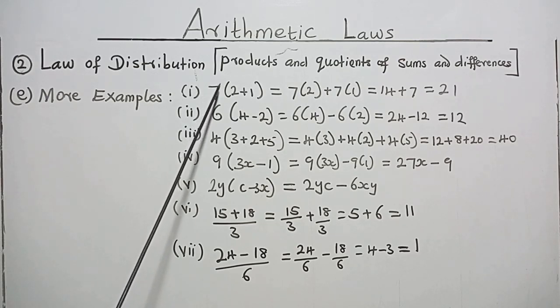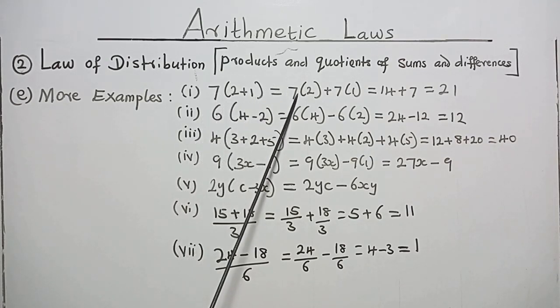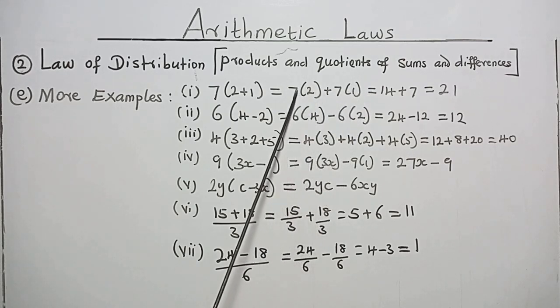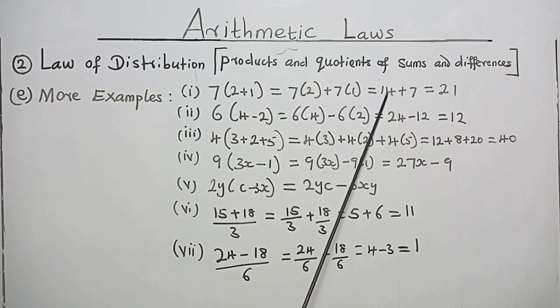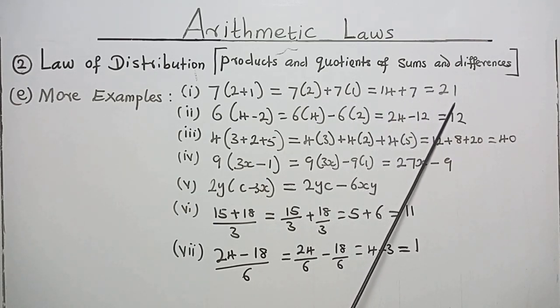We have 7 bracket 2 plus 1. By default, we know that the answer is 21. But by applying the law of distribution, we have it that 7 bracket 2 plus 1 is equal to 7 bracket 2 plus 7 bracket 1, and that will give us 7 times 2 is 14, 7 times 1 is 7. So 14 plus 7 is equal to 21.